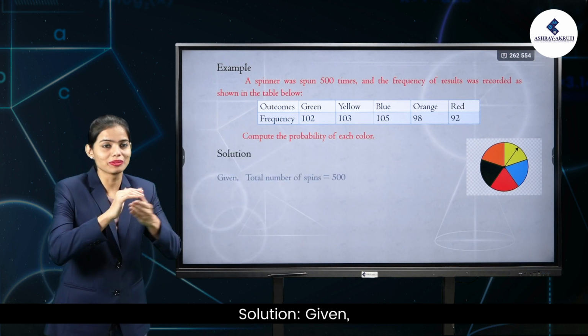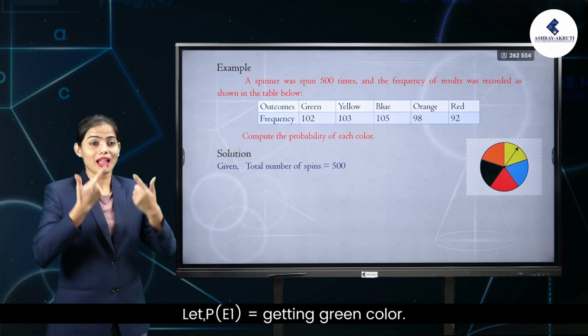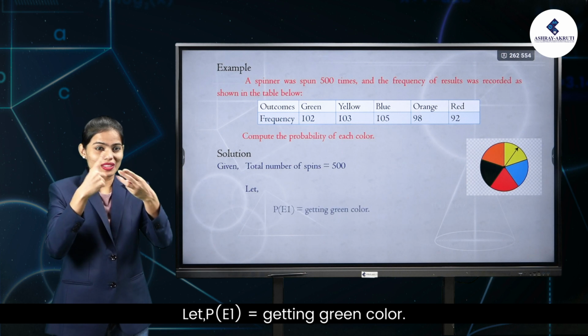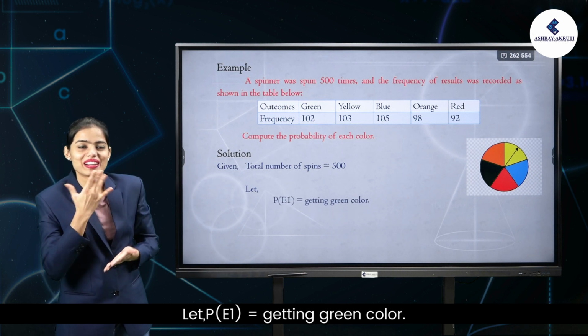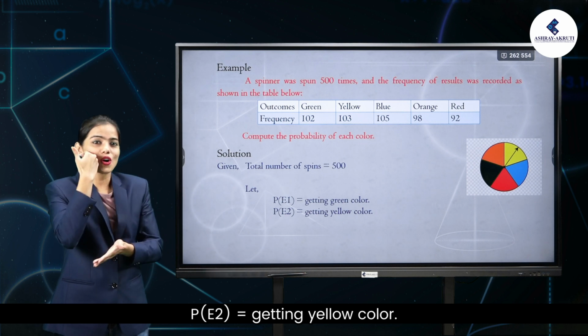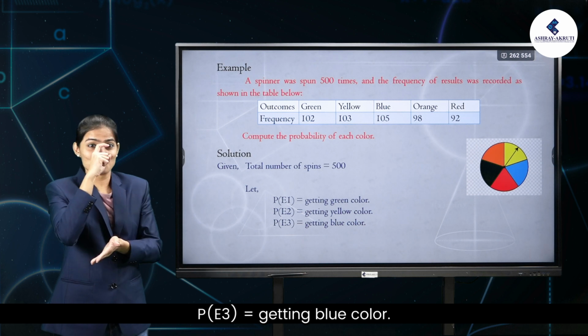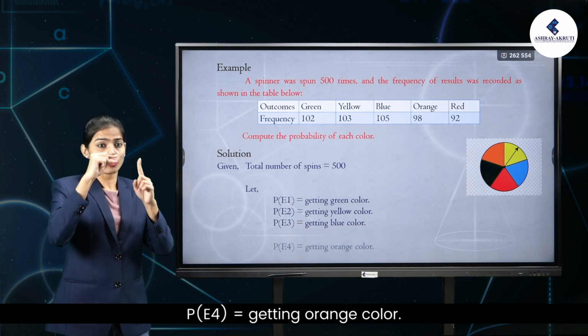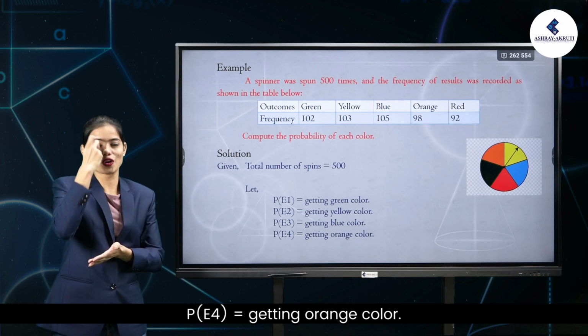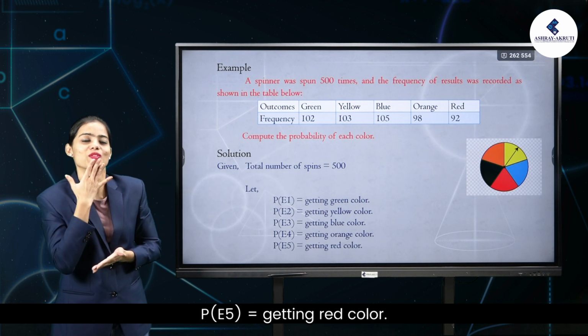Solution. Given total number of spins is equal to 500, let P(E1) = getting green color, P(E2) = getting yellow color, P(E3) = getting blue color, P(E4) = getting orange color, P(E5) = getting red color.